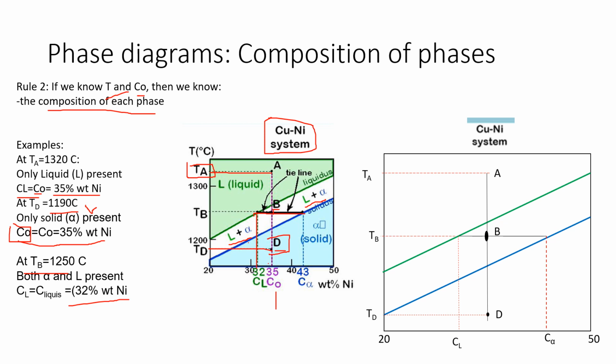Now, in order to find exactly the amount of liquid and amount of solid at point B, we project this and get two points. We draw vertical lines at the two points. One meets at CL because it touches the boundary of the liquid phase, so we get CL, which is equal to 32% by weight of nickel. The other boundary, which is the solid curve, gives C alpha.